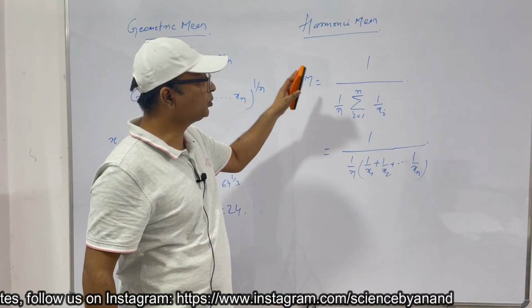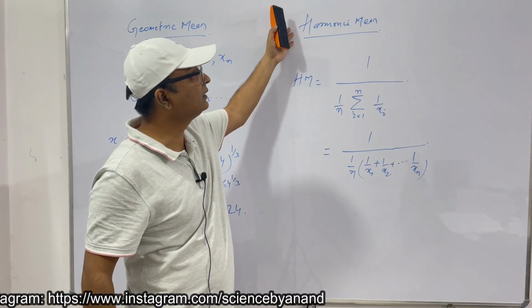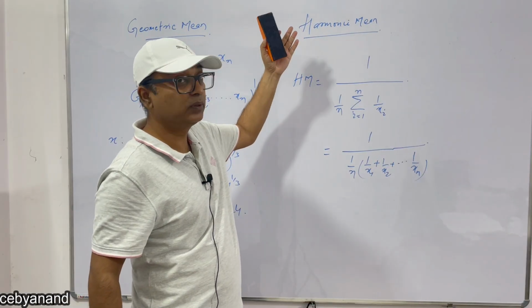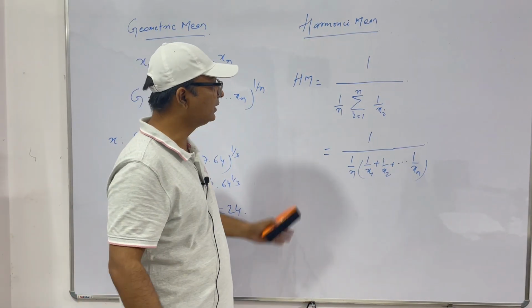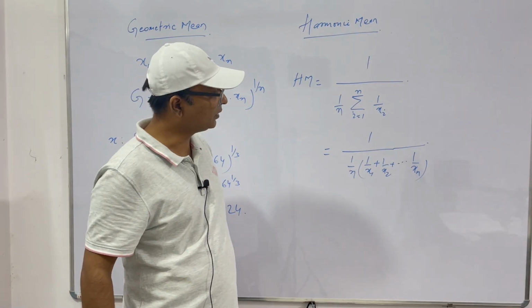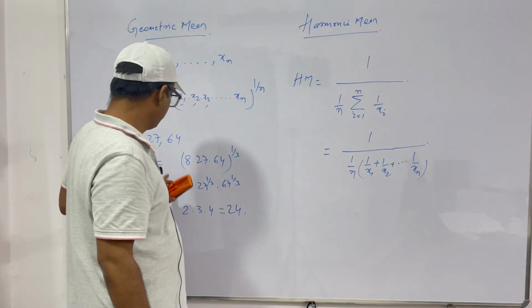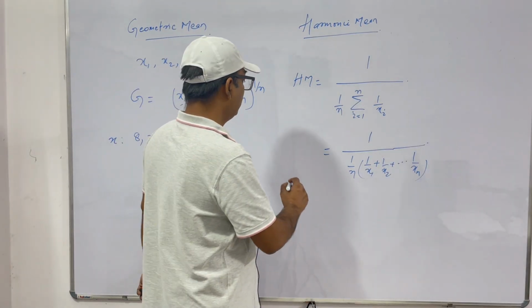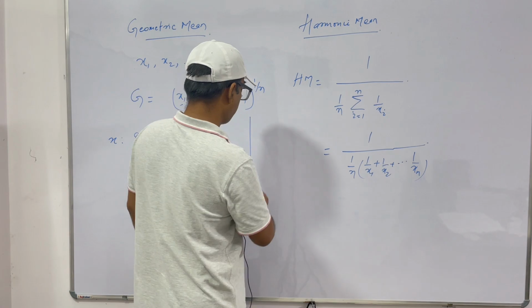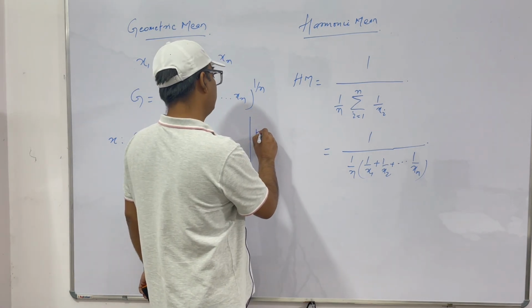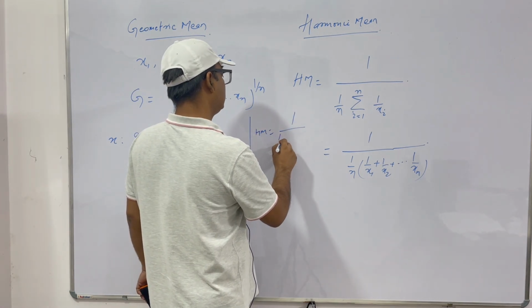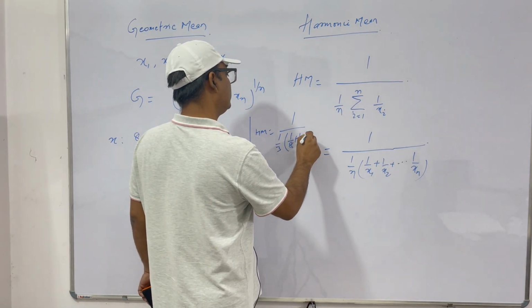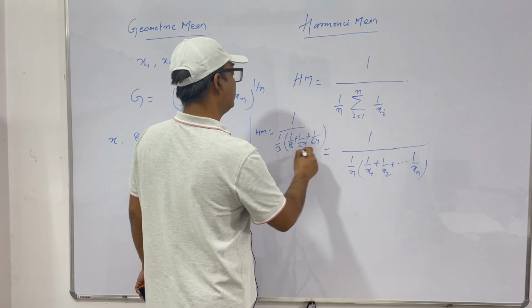One of the most popular examples for harmonic mean is the average speed. So if you find average speed, the average speed is actually the harmonic mean. So this is how we find harmonic mean. If we had to find the harmonic mean of this data 8, 27 and 64, I am writing it here. The harmonic mean will be 1 by 3, 1 by 8 plus 1 by 27 plus 1 by 64. So this will be harmonic mean.